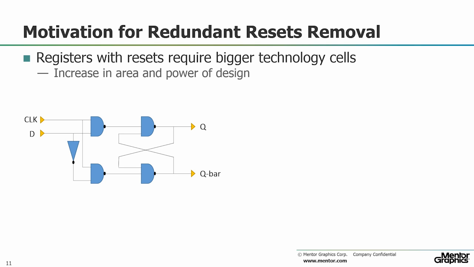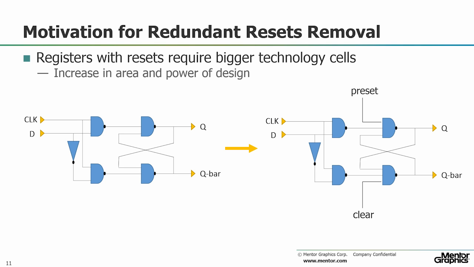Now let's have a look at the circuit for the D-type register with preset and clear. Here both the preset and clear inputs are active low asynchronous reset signals. With the inclusion of these signals, 3 input AND gates are required in the register logic as opposed to 2 input AND gates for the registers without resets. Hence, it leads to a significant increase in the area and power of the design.